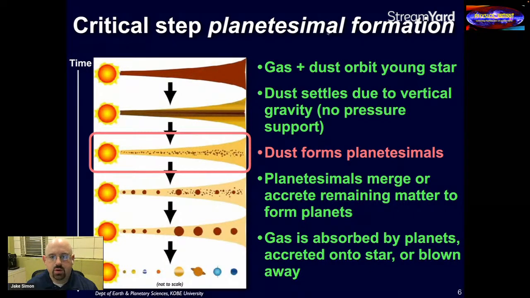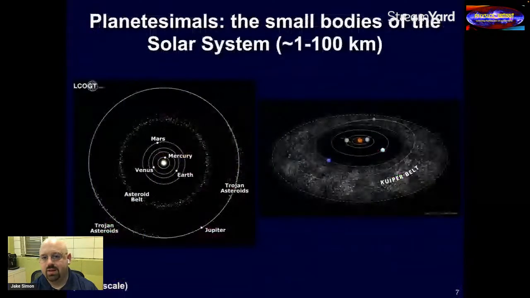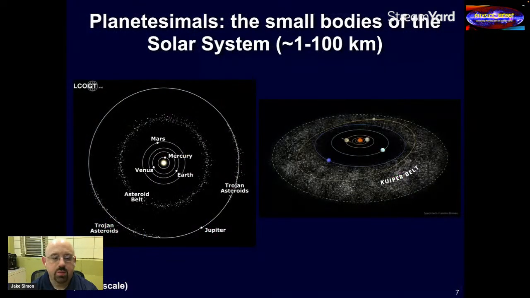And this is a critical step in planetesimal formation. But before I get into that, what are these planetesimals that I'm talking about? Well, simply put, they're asteroids. They're objects like asteroids, comets, or the distant Kuiper Belt objects. And there's a number of other planetesimal populations in the solar system.